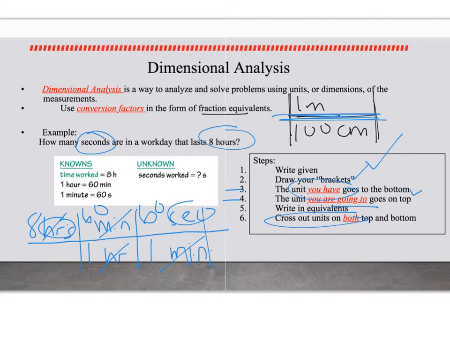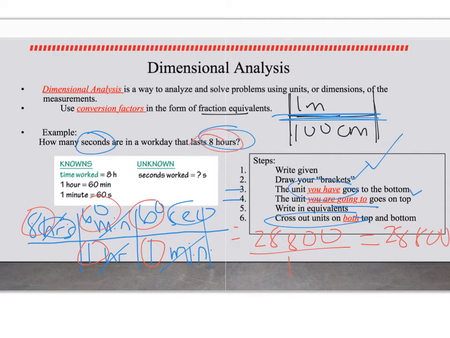So now I just perform the math. If you have numbers on the top, you're going to multiply them all together. So 8 times 60 times 60 is 28,800 over 1 times 1, which is just 1. So you're still left with 28,800, but we've already learned something known as significant figures.